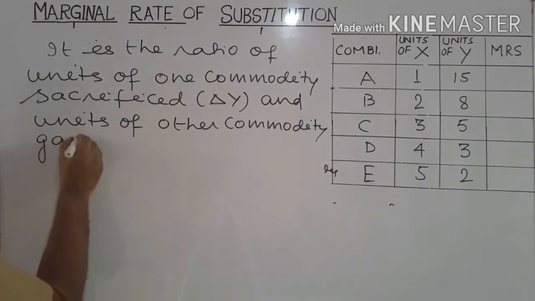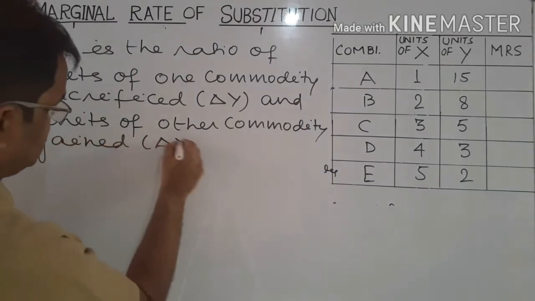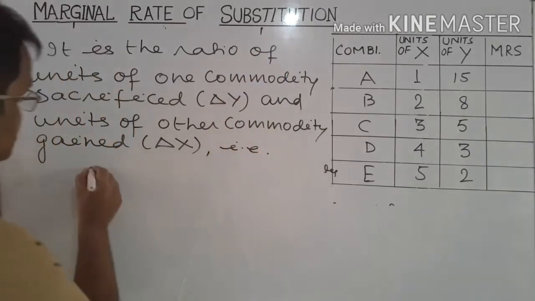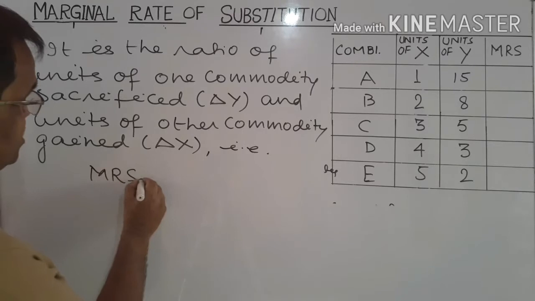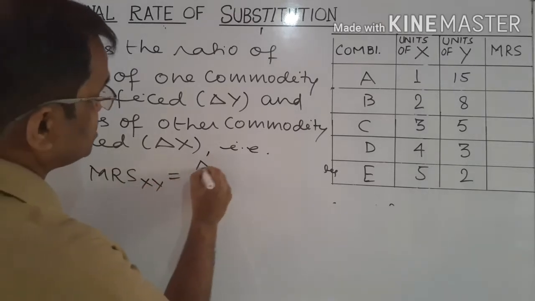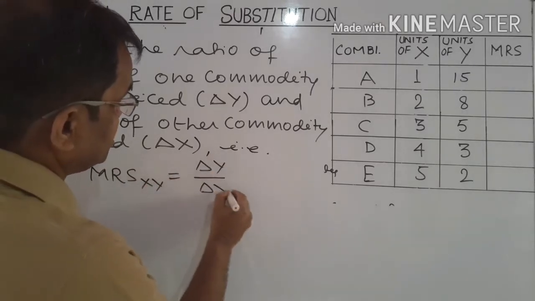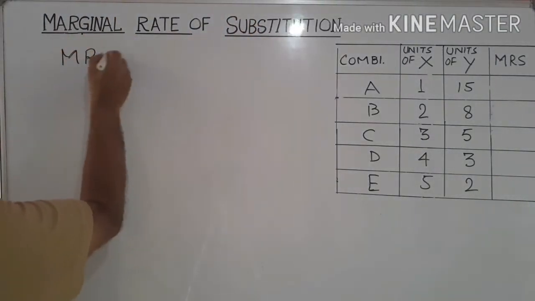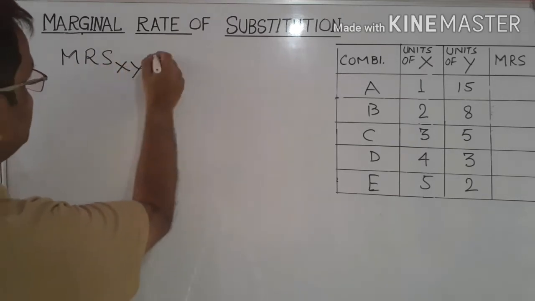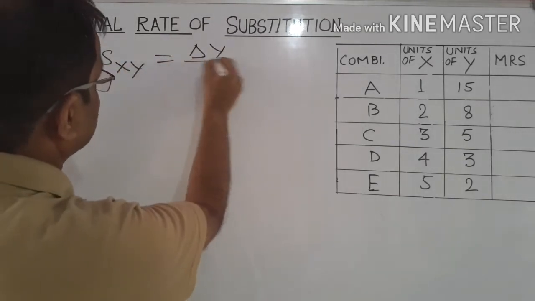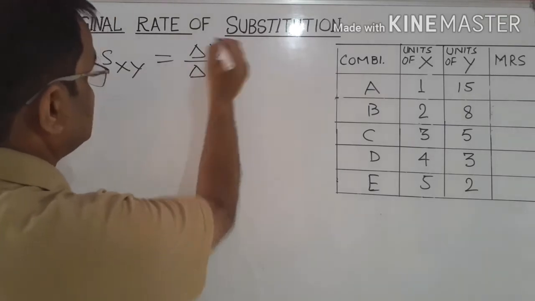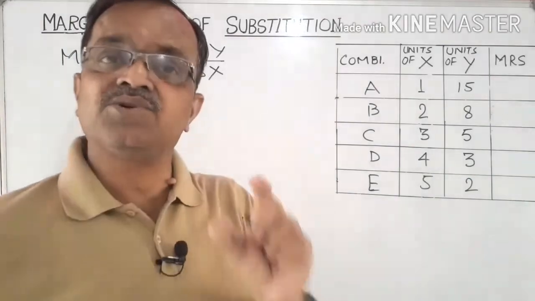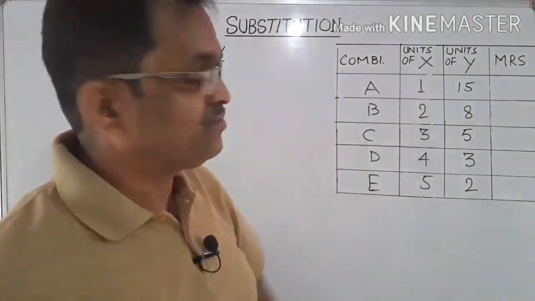इन दोनों का ये रेशियो है. Let it be delta X. ये हमारा रेशियो है. That is, MRS can be calculated mathematically as delta Y by delta X. Thus MRS is measured as the ratio of the number of units of Y sacrificed and the number of units gained of commodity X. Delta Y is the number of units of Y sacrificed, delta X is the number of additional units of commodity X consumed, which can be calculated from this table.